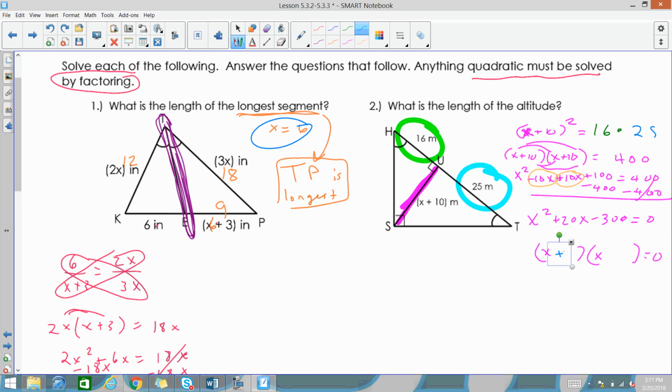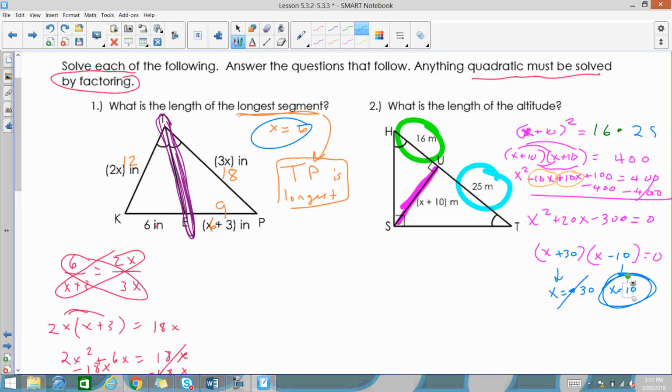This is plus 30 and minus 10, because 30 times negative 10 is negative 300, and 30 plus negative 10 is 20. So my x value here is negative 30, and my x value here is 10. Can you have a negative x value or a negative side length? No. So we can't use the negative 30. So x equals 10 is my answer.